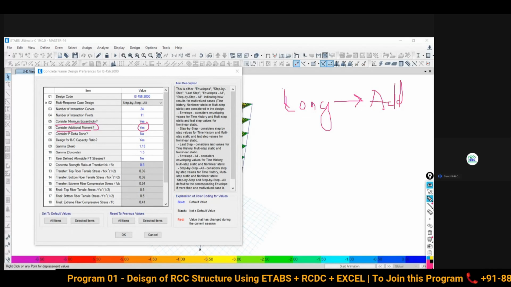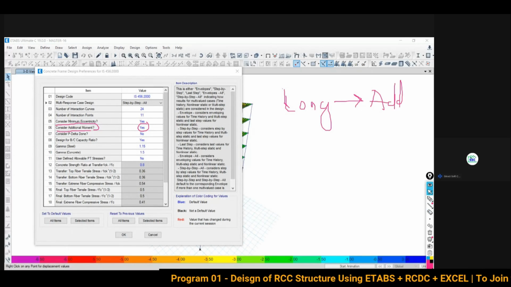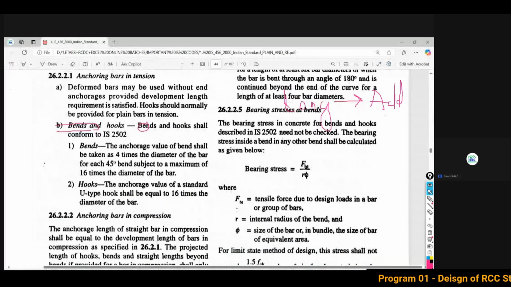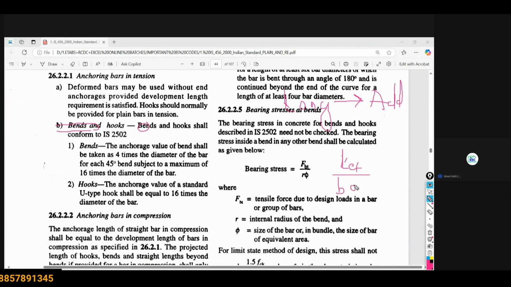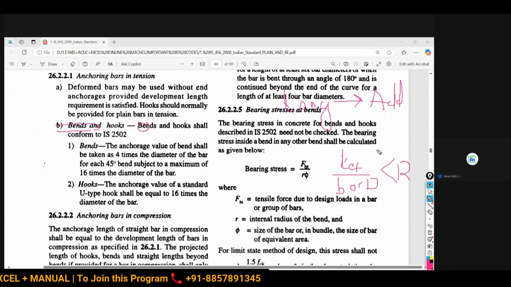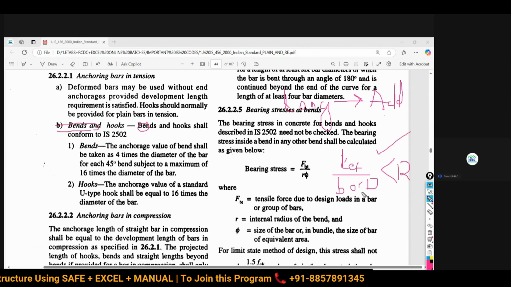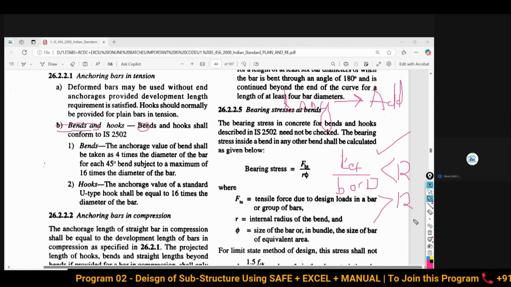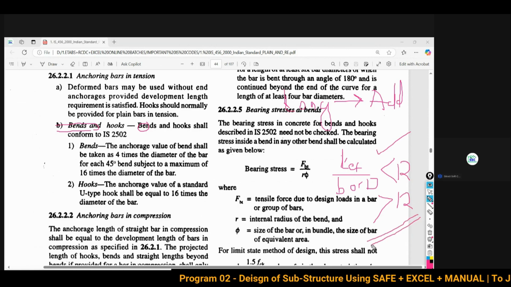And who said this thing? This was said by your IS code. IS 456 says that when the effective length of your column divided by B or D, this ratio, comes out to be less than 12, the column is called a short column. And when this ratio comes out to be greater than 12, the column is considered a long column or slender column.